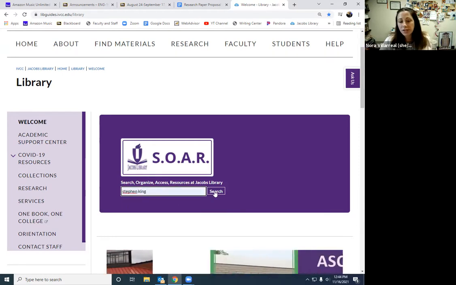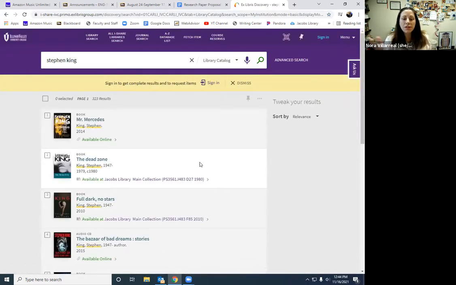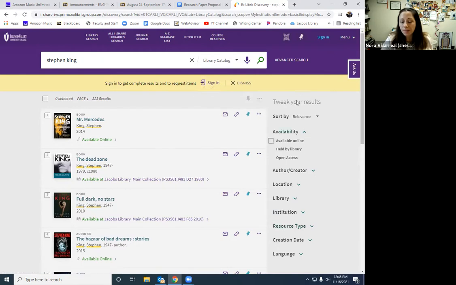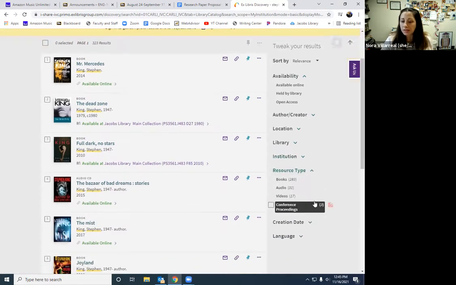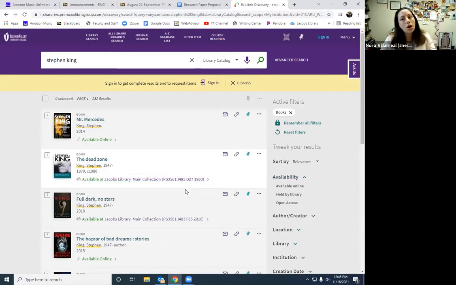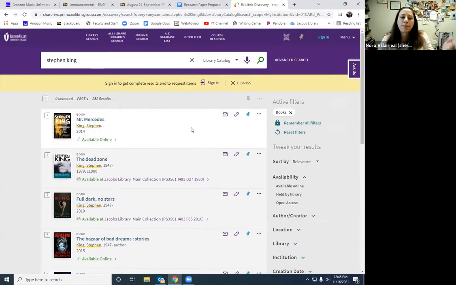So I'm going to search Stephen King. I'm going to imagine he's my author I'm studying this semester. And you can see right off the bat, we have 323 results within the library's catalog. Now, what I can do over on the right-hand side is limit the types of results I'm getting to only books. Now I have a list of all the books in the library that relate to Stephen King. Whether or not they're useful is another question, right? But now I at least have a list of all these books.